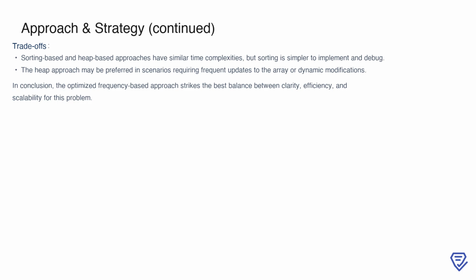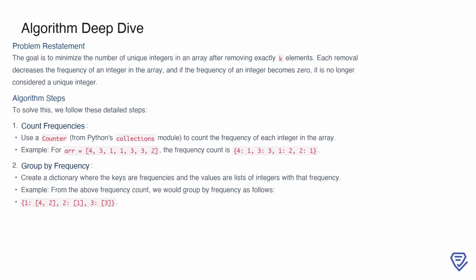By focusing on removing elements with the smallest frequencies first, we can achieve the goal effectively while keeping the solution clean and manageable. To minimize the number of unique integers in an array after removing exactly k elements, the first step is to count the frequency of each integer in the array. This gives us a clear picture of how many times each number appears.